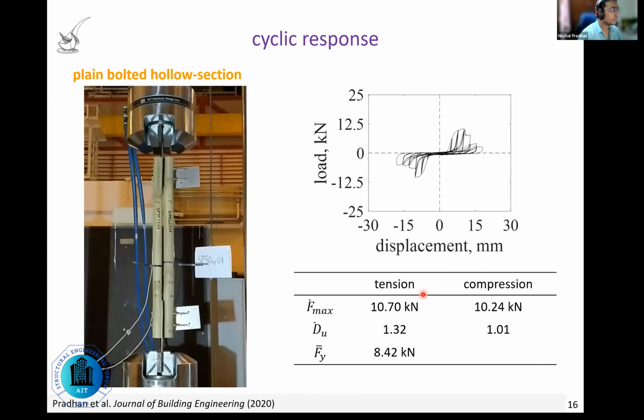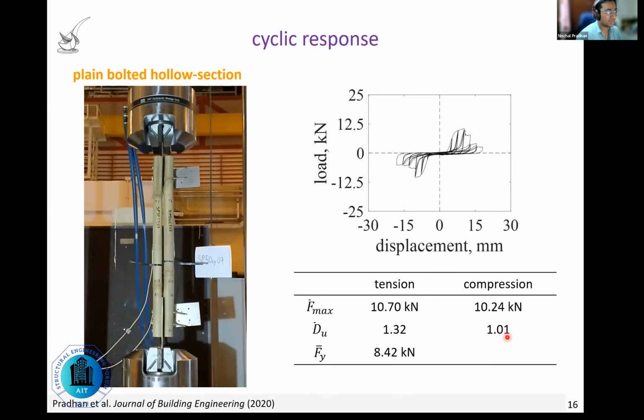Here we did some cyclic tests as well, and you can see the typical cyclic response of a plain bolted connection. You can see how the bolts are deforming as we are applying cyclic loads. Now realize that the cyclic loads are very slow, quasi-static type. Here I have increased the speed just to facilitate easy viewing. Again, the ductility of plain bolted connections is very low, almost no ductility. You can say that there is no ductility here.